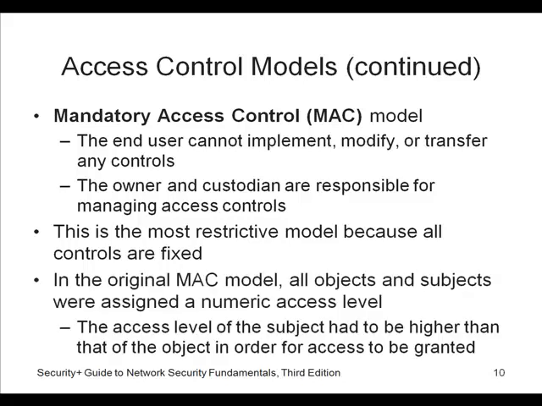In the original MAC, all the objects and subjects were assigned a numeric access code, and we had different levels of access. The access level of the subject had to be higher than the object in order for access to be granted. If you go back into the military, we have four basic classifications: unclassified, confidential, secret, top secret.